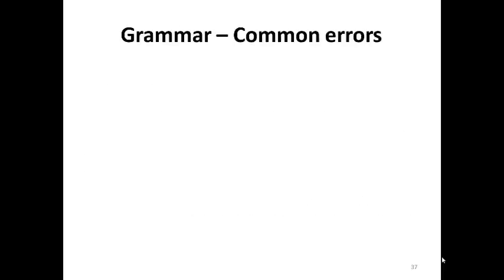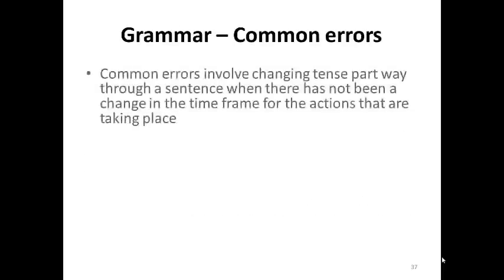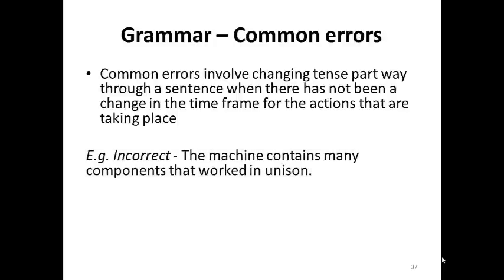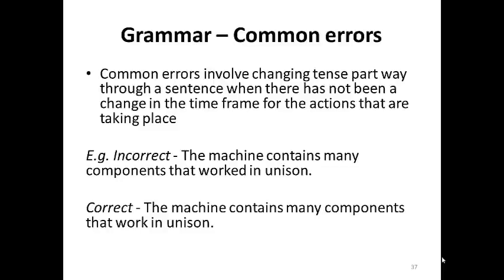Now, some common errors that writers make when writing up a report include the changing of tense partway through a sentence when there has not been a change in the time frame for the actions that are taking place. For example, the machine contains many components that worked in unison. Can you spot the error here? It should instead be the machine contains many components that work in unison.